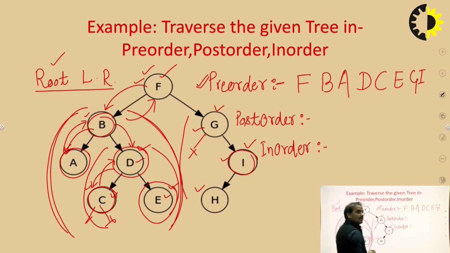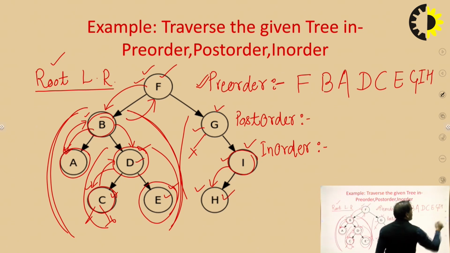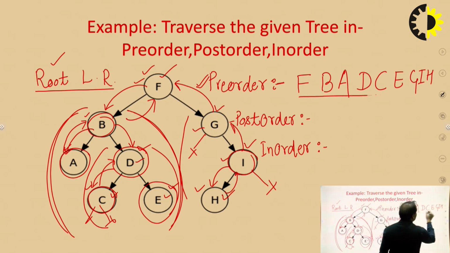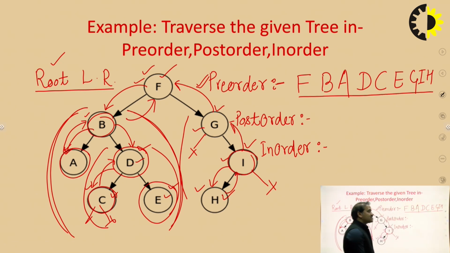After processing I, we have to move on to the left subtree of I, and that is H. H is processed. After processing H, we have to move on to the left or right child of H, but there is no left or right child of H. Move on to the parent of H, that is I. There is no right child of I, so we move back to G, then back to F. These nodes are already processed, so this is the pre-order traversal sequence of the given tree.